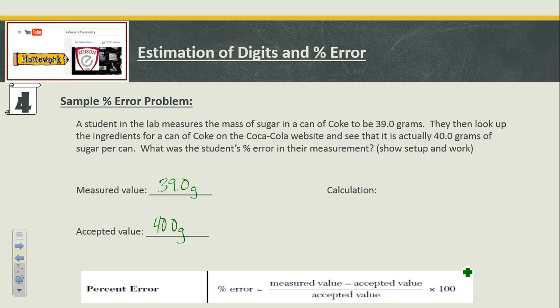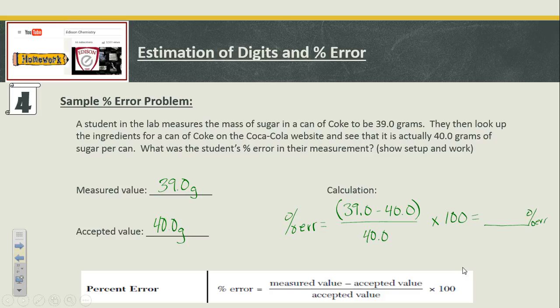Now set it up. I want to see what your answer is. So percent error: measured value minus accepted. So we're going to do 39.0 minus 40.0 divided by 40.0 and multiply the answer times 100. Okay, make sure you do your subtraction in parentheses first, because PEMDAS, your math skills there, you have to do your subtraction first before you do your division and multiplication in order for your answer to come out with the right sign. I want to see what your answer is.